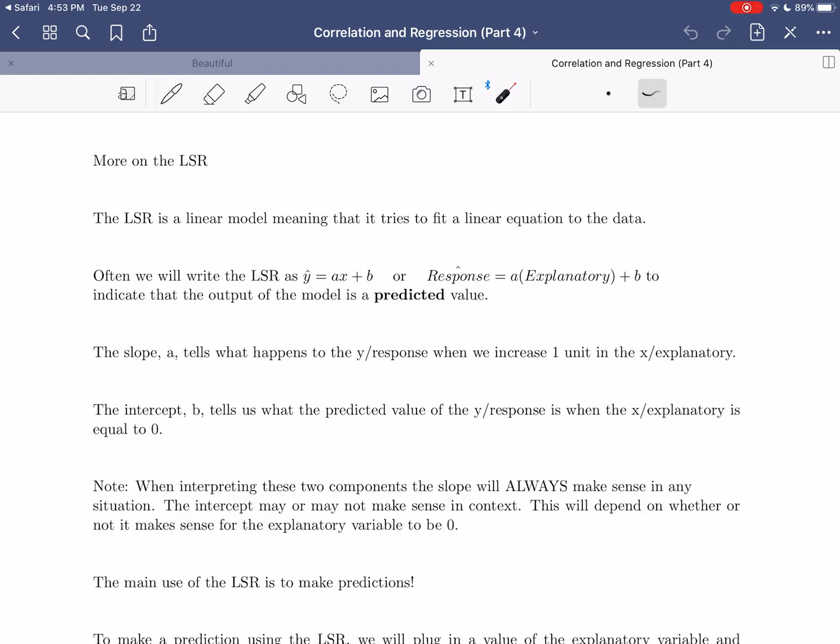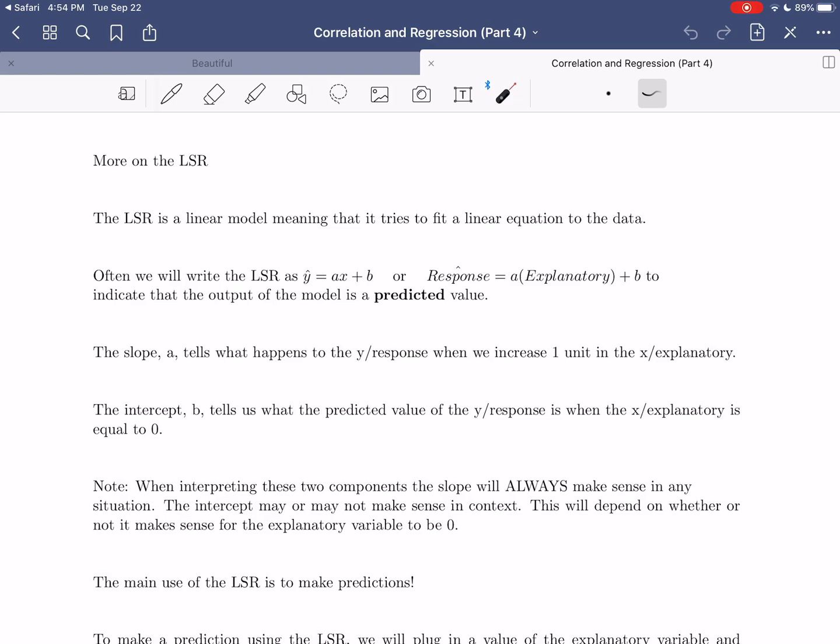Remember that in terms of constructing a linear equation, as we discussed in the previous video, there are two components that you need to understand: the slope, a, which tells us what happens to the y or response variable when we increase 1 unit in the x or explanatory. Keep in mind this interpretation of the slope is actually the algebraic definition of slope. If you think back to when you studied slope in an algebra class, you probably saw something like the rise over the run. Well, this is exactly the same idea.